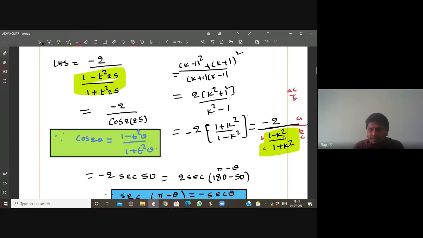If I write like this, after substitution, this k value will directly give the standard form of cos 2 theta. If you substitute tan square 25 in place of k here, sometimes you may not get the idea, 1 plus tan square by 1 minus tan square. You may think, is there any formula? There is no formula for 1 plus tan square by 1 minus tan square. But the formula for 1 minus tan square by 1 plus tan square is there. That is the reason I have written like that.